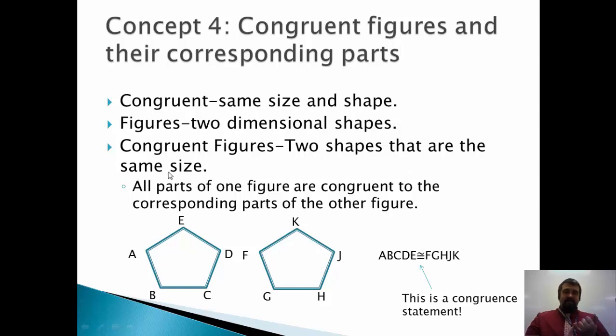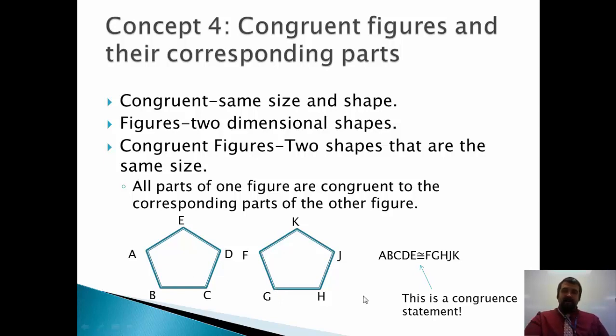That means every single part will be the same. For instance, down here, all parts of one congruent figure are congruent to the corresponding parts of the other. So for instance, if I say segment AB here is congruent to segment FG, and segment BC is congruent to segment GH, that means the angle between them, angle B and angle G, also have to be congruent. The corresponding part, the part that matches up.